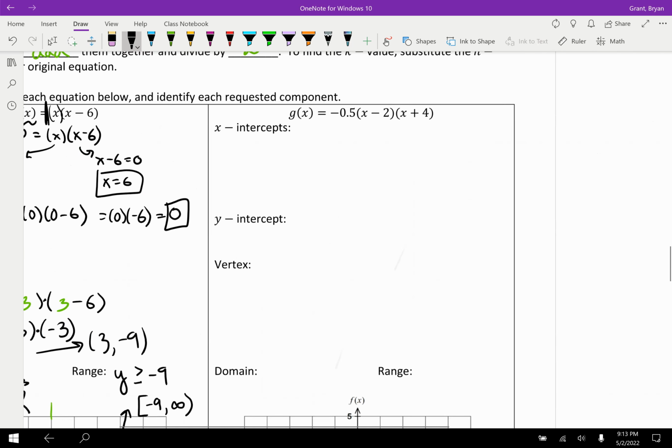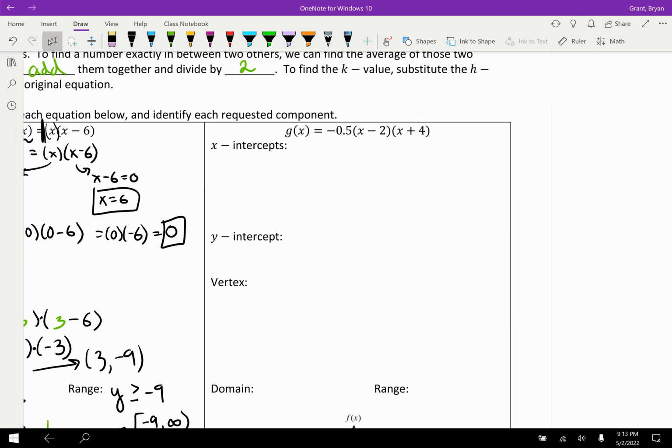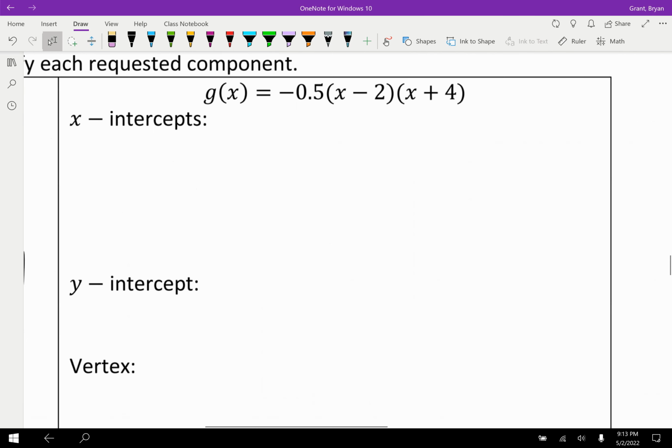Okay, maybe one more example. Our last example here looks like this, but it's very similar as to what we did before. Start with the x-intercepts. Set 0 equal to the equation. Again, we do want to see this first step. We always want to see the setup to your problem. We want to see what you're trying to solve.